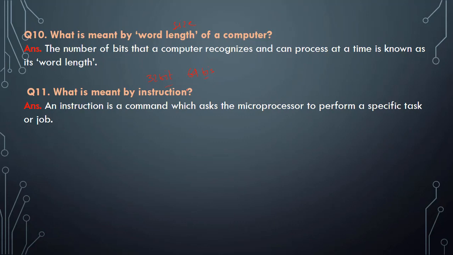The next question, what is meant by an instruction? The answer is, an instruction is a command which asks the microprocessor to perform a specific task or job. So an instruction is a command given to the microprocessor to perform a specific task.